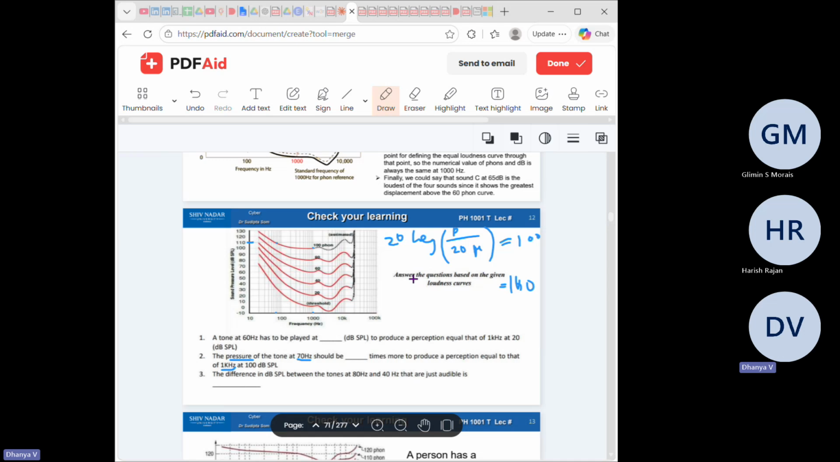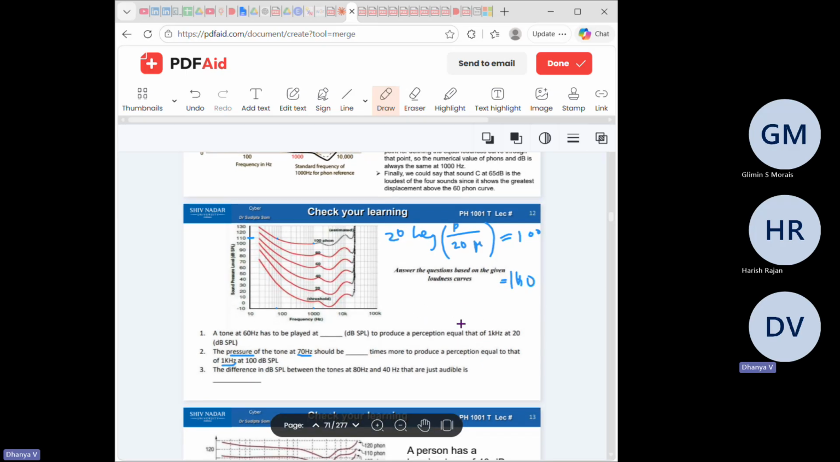It's the same thing, 20 log P by 20 micropascal. Then you subtract: this is 100 and this is 110. So this is equation 2 and this is equation 1, and you just subtract 2 and 1. You solve everything, and you will get how many times one is more than the other. That's all.